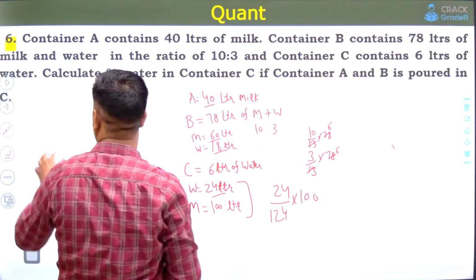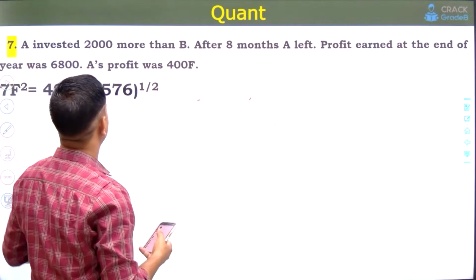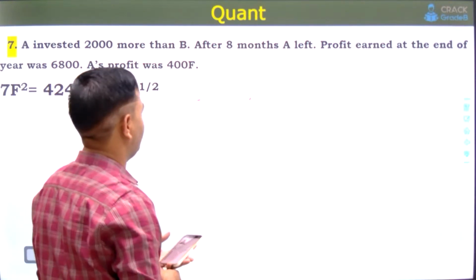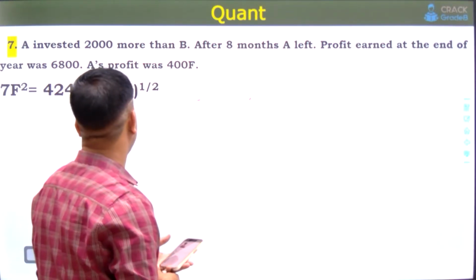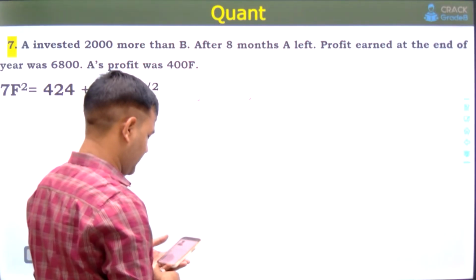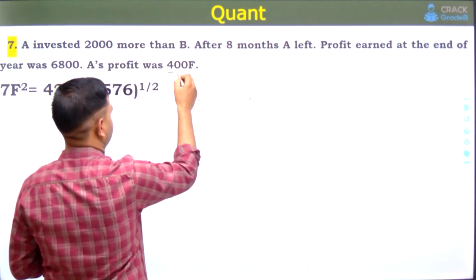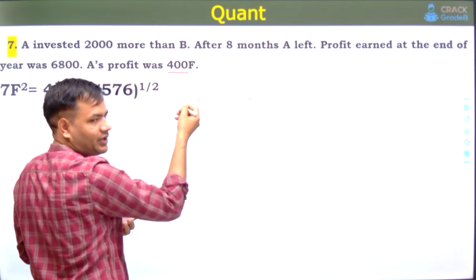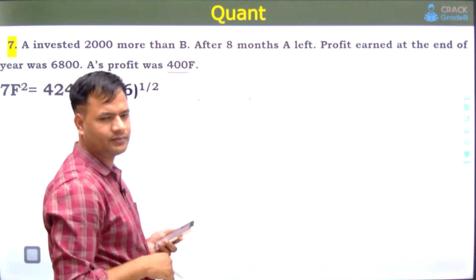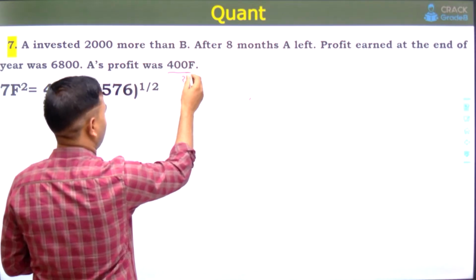Next question. A invested 2000 more than B. After 8 months, A left, and profit at the end of year was 6800. A's profit was 400F. Yes, approx 20%. So there was some confusion in this statement also. Is F in multiplication or is it the last digit? It may be the last digit here, or it may be in the multiplication.